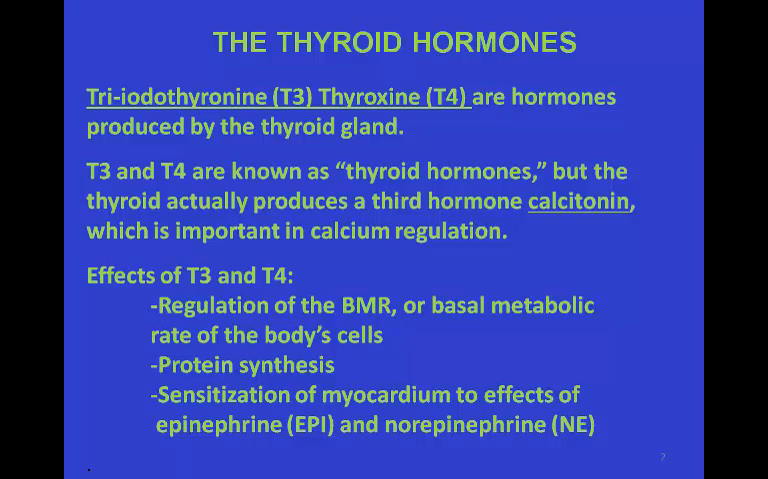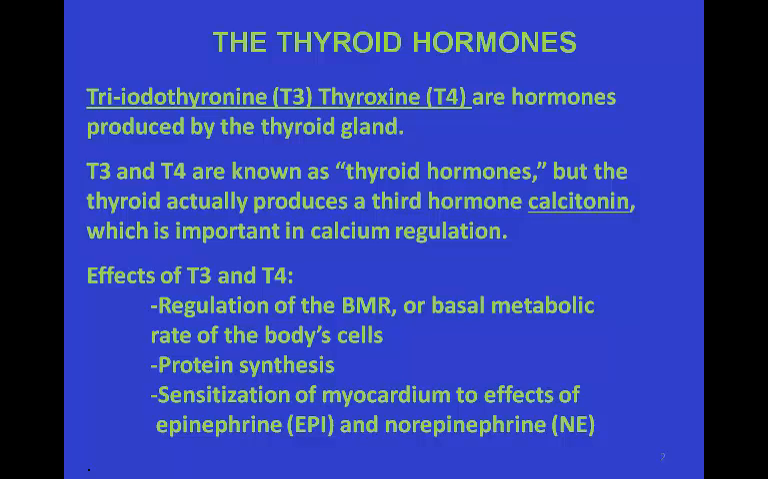T3 and T4 are similar hormones, and both of them are more metabolic in nature. They affect the basal metabolic rate of the cells, and they have an impact on metabolism in several types of ways, most notably in protein synthesis. So we will talk about that here in just a moment.